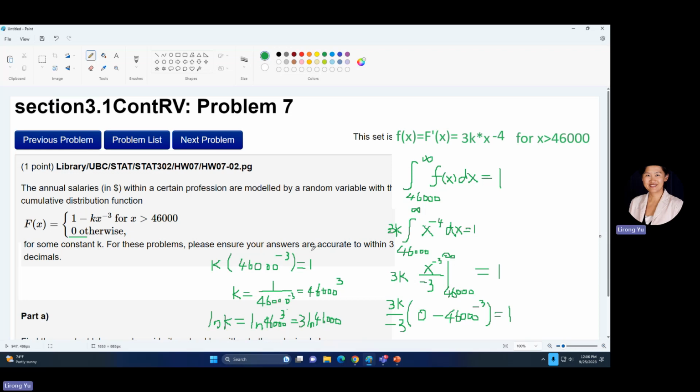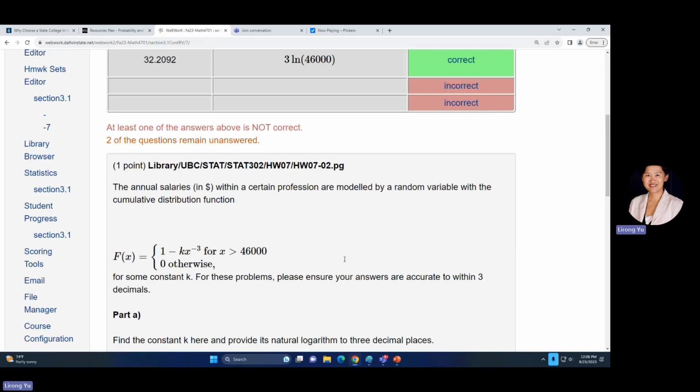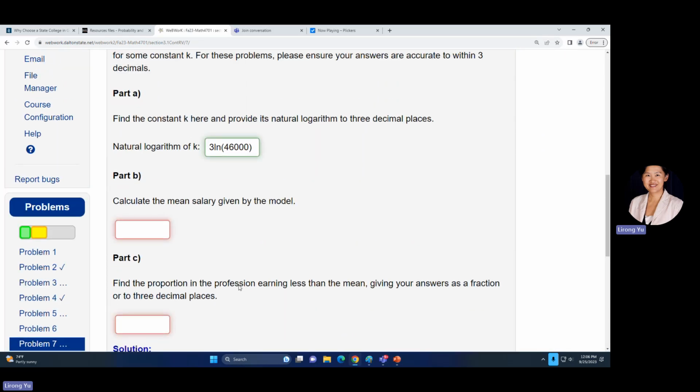And this should be a common theme. Whenever there's a constant, a number that we don't know, we have to apply the integration. This is really the key: the integration of the density function equals 1. That's what we are applying. The rest of them are just applying the formula.